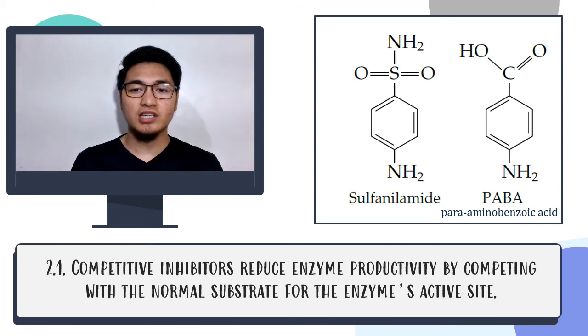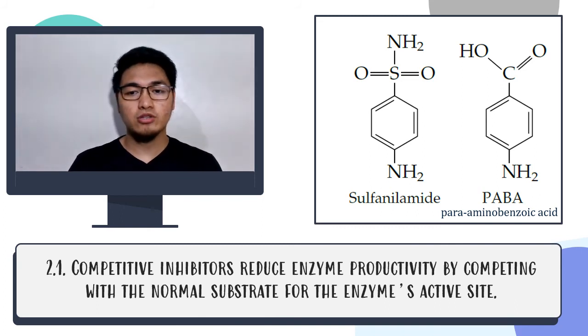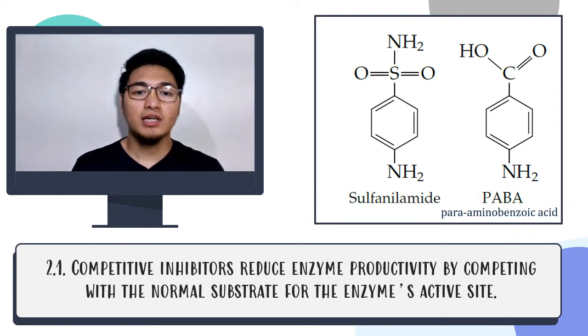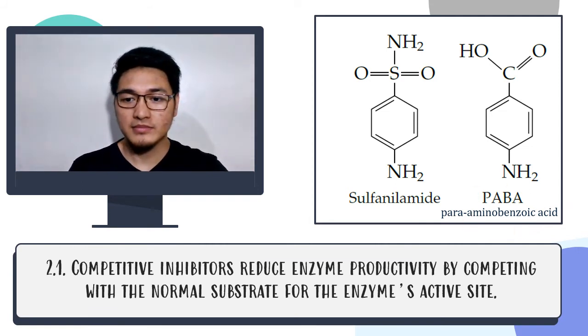competitive inhibitor is sulfanilamide. This is actually a chemical that is being used in antibacterial drugs. This sulfanilamide actually inhibits para-aminobenzoic acid or PABA. It inhibits the enzyme whose substrate is PABA.